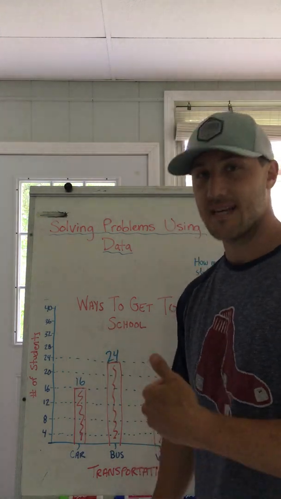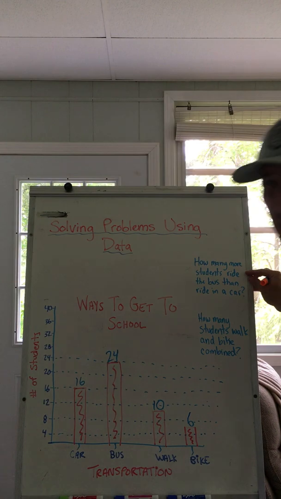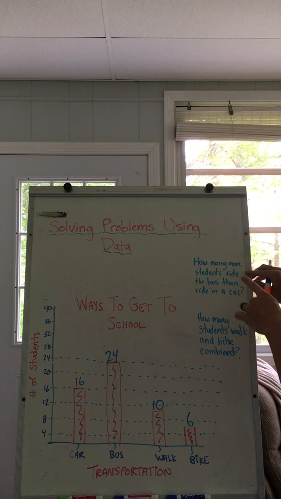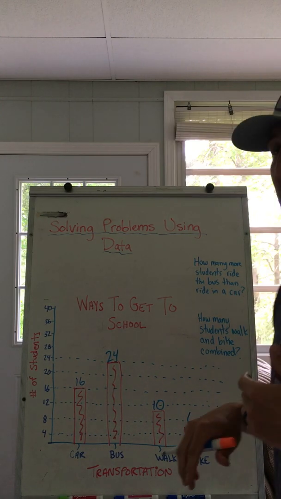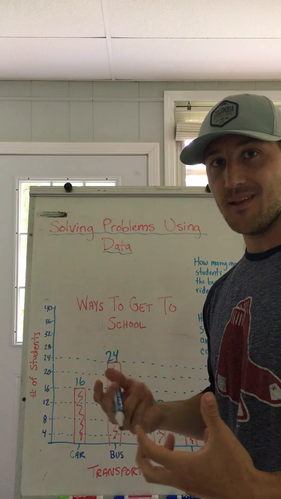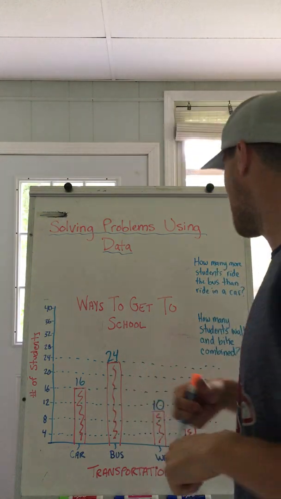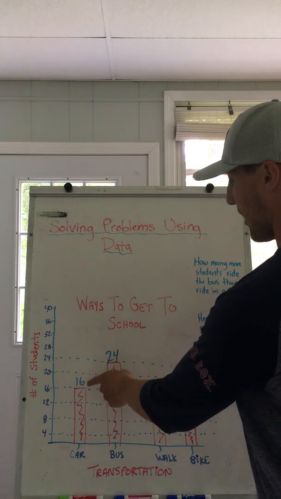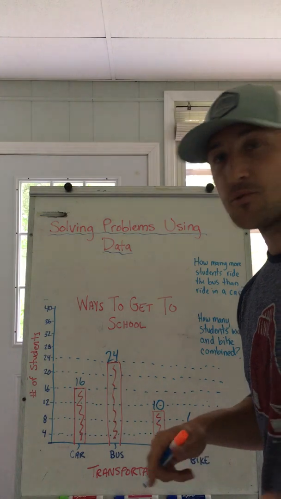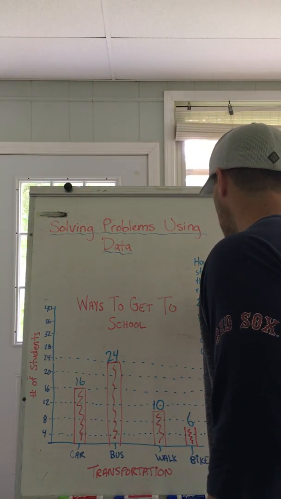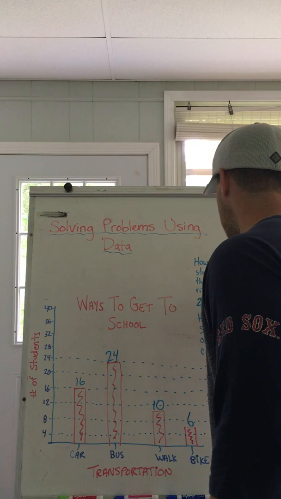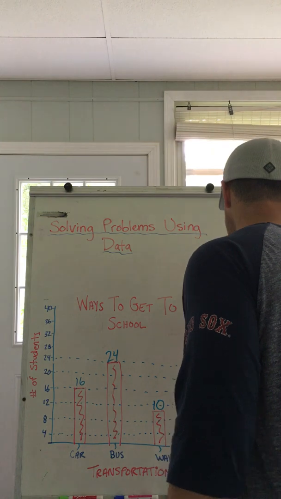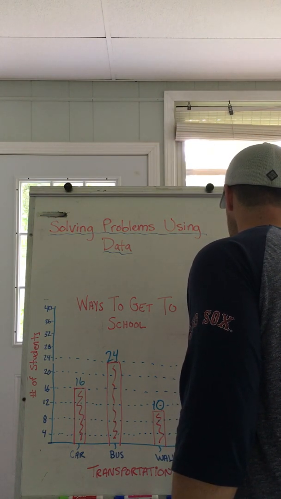Whew. Let's take a look at the questions. The first question up here, and I'm sorry I had to write small because I wanted to fit everything, says, how many more students ride the bus than ride in a car? Now if I have words like how many more or how many less and I'm comparing two things, I know that I'm going to be subtracting. So let me take a look at what I'm going to be subtracting. How many more students ride the bus, 24, than ride in a car, 16? So I'm just going to set up a subtraction problem. So 24 minus 16 equals, anybody? 8. Nice. 8 students.